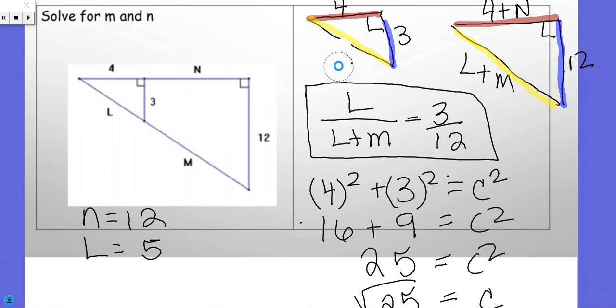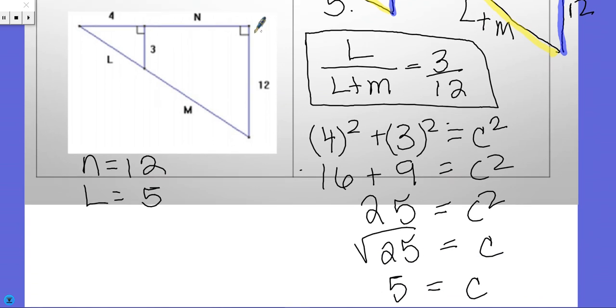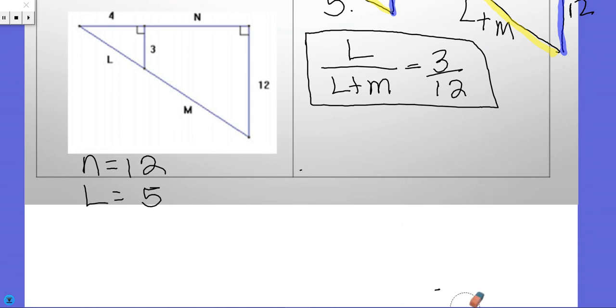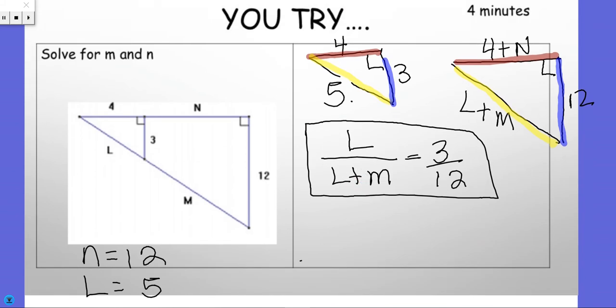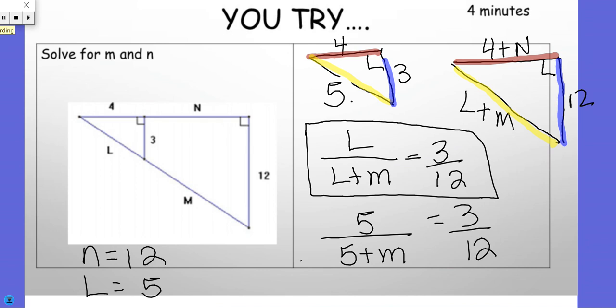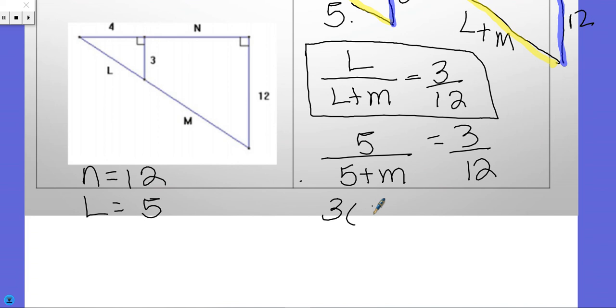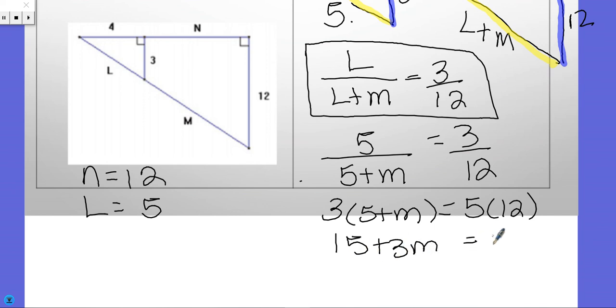Now I can go and say I got this L. So I don't have two variables now. So I'm going to go back and start working my proportion. And I'm going to erase this, now that I got what I needed. So now I know that L is 5. So I'm going to say 5 over 5 plus m equals 3 over 12. All right, so then we get 3 times 5 plus m equals 5 times 12, which is 15 plus 3m equals 60.